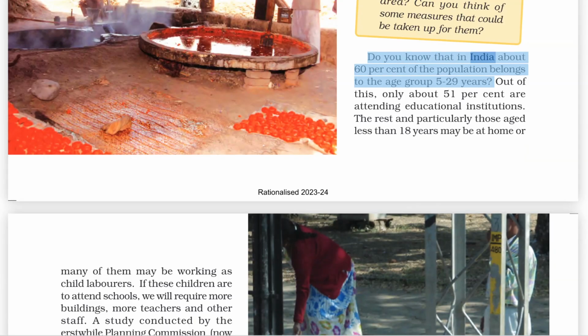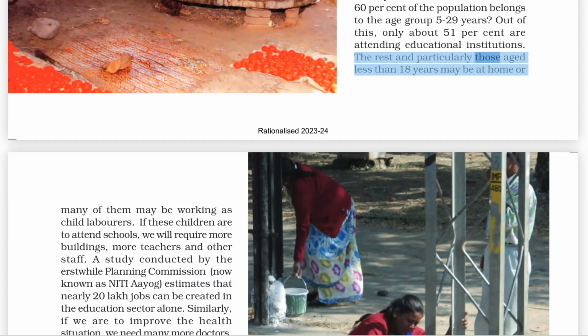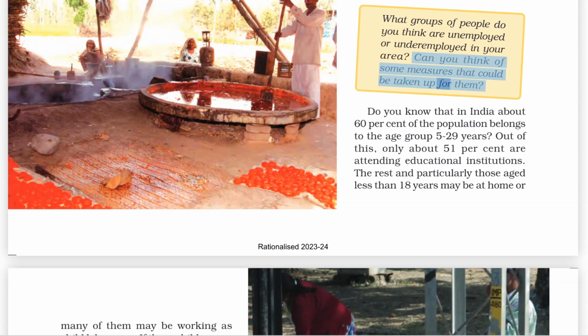Do you know that in India about 60% of the population belongs to the age group 5 to 29 years? Out of this, only about 51% are attending educational institutions. The rest, and particularly those aged less than 18 years, may be at home or at work. What groups of people do you think are unemployed or underemployed in your area? Can you think of some measures that could be taken up for them?